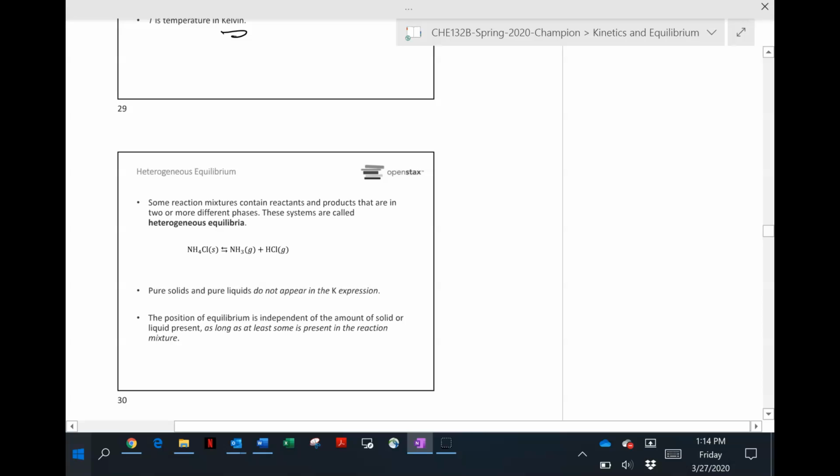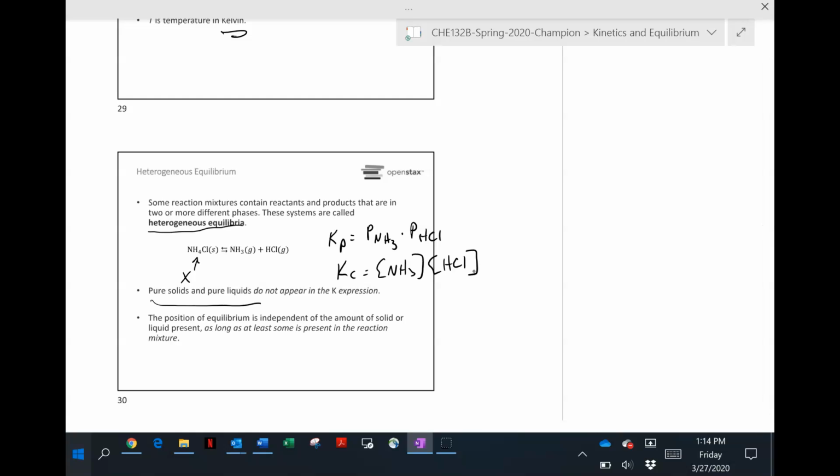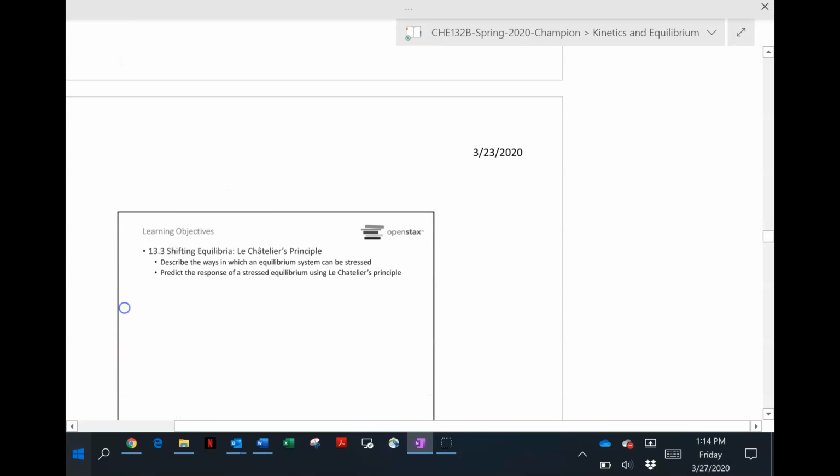So again, in heterogeneous equilibria where you have different phases, you leave out the pure solids and the pure liquids. So up here, you would not include this NH4Cl. So our Kp for this one would be P NH3 times P HCl, and our Kc would be the concentration of NH3 times the concentration of HCl for that one. And so what that means is that the equilibrium position is independent of this as long as at least some is present in the mixture. But we don't have to worry about it.